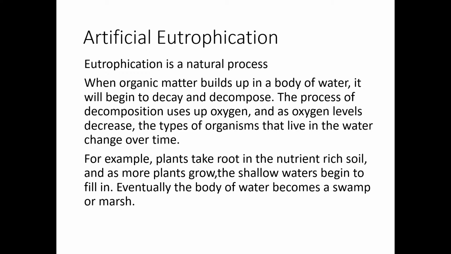And depending on the levels of oxygen in the water, that can determine what kind of organisms live in the water. For example, you can have plants that take root in some nutrient-rich soil. And as you get more and more plants, they're going to take over that water. It eventually can become a swamp or a marsh if you get too much plant growth and not enough fish growth.